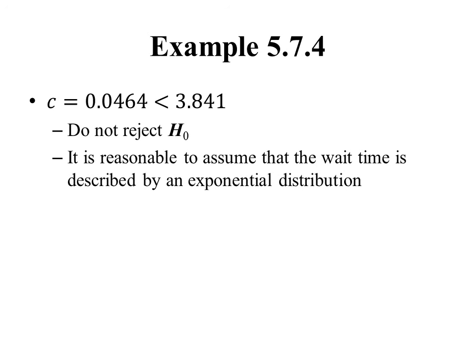And so now we come to our technical conclusion. We compare the test statistic to the critical value. The test statistic is much smaller, and so we do not reject the null hypothesis. And again, the null hypothesis is the same as the original claim, and so we would conclude that it is reasonable to assume that the wait time is described by an exponential distribution.